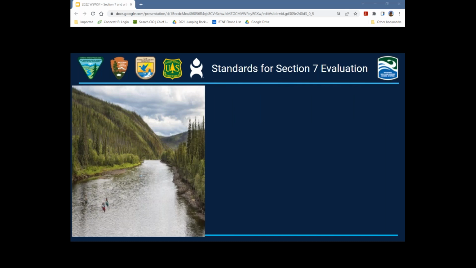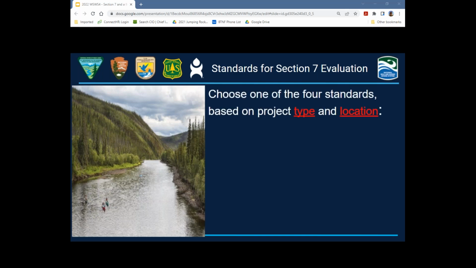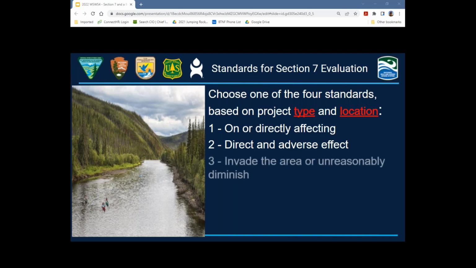You may recall from the introductory webinar that the standards used to evaluate a proposed project are driven by the type of water resources project, whether it's a hydro project licensed by FERC, and the location of the project, whether it's upstream, downstream, or on a tributary of a designated or congressionally authorized study river. The 4 standards included in the Wild and Scenic Rivers Act are: on or directly affecting; direct and adverse effect; invade the area or unreasonably diminish; and invade the area or diminish.